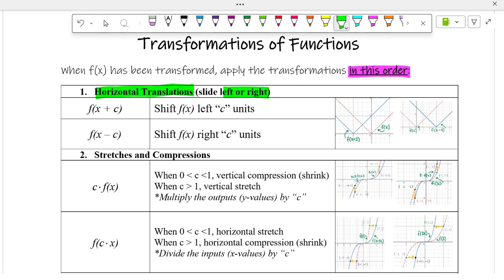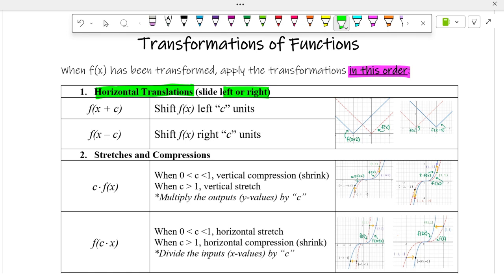Now, do not let this f of x stuff throw you. Okay, I will show you what it would actually look like in a real function. But for the most part, this is just notation where f is any function, whether it's absolute value, quadratic, linear, whatever. And then what's being affected is the x or the y, depending on where it is inside or outside the brackets. Okay?